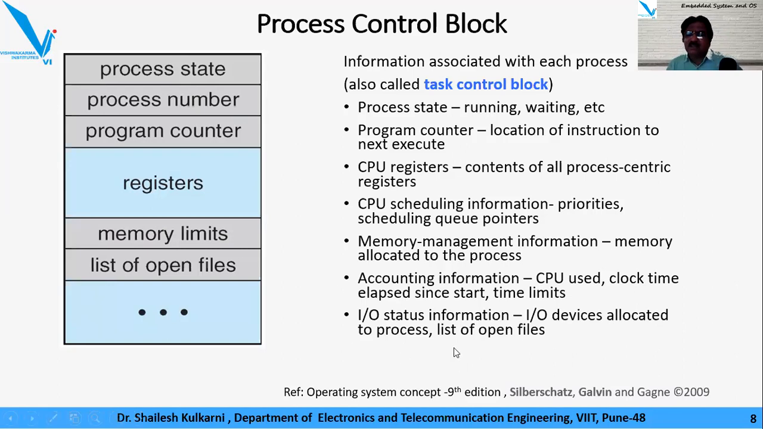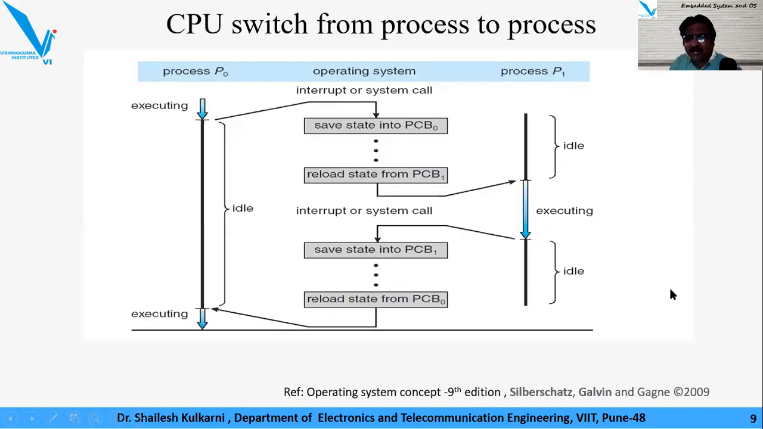Okay, then I/O status information would be there, like I/O devices which are allotted to the process, the list of open files and all that. Then a very interesting thing that we need to understand: how does the CPU switch from one process to another process?